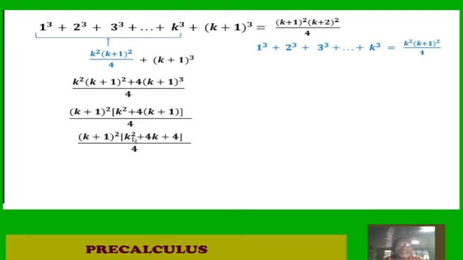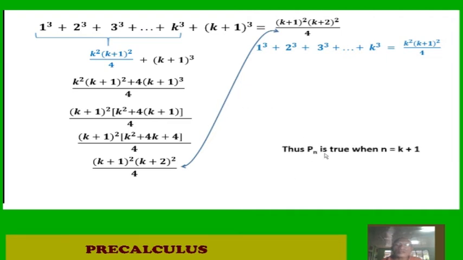And this trinomial is a perfect square. So we notice that the left and the right side of the statement are equal. So thus P of n is true when n is equal to k plus 1. Therefore, by the principle of mathematical induction, P of n is true.